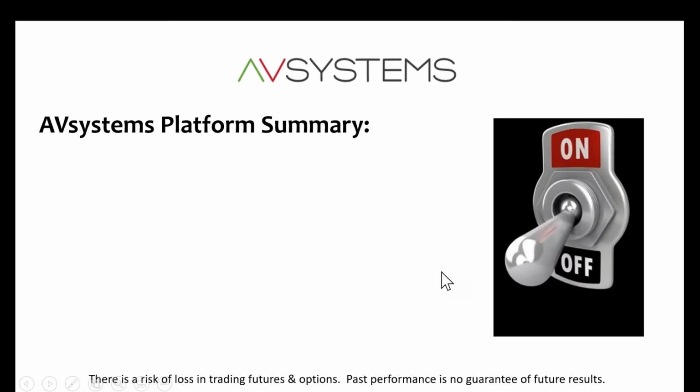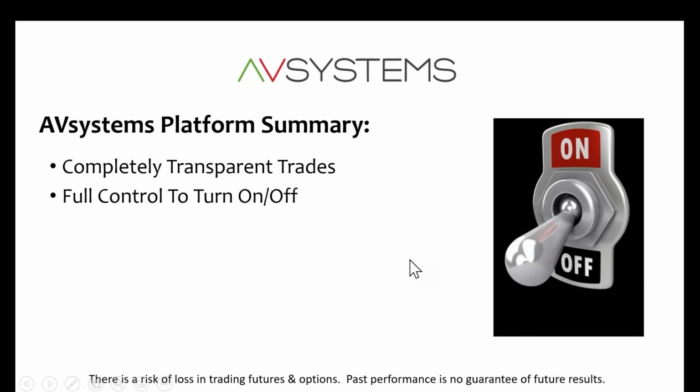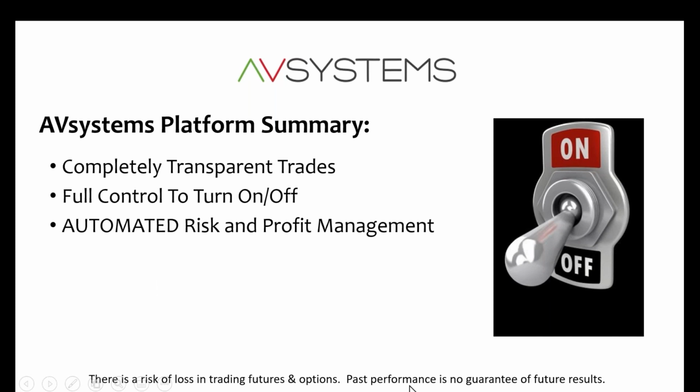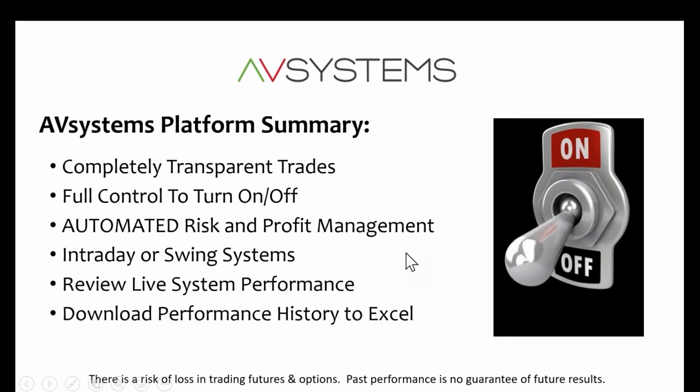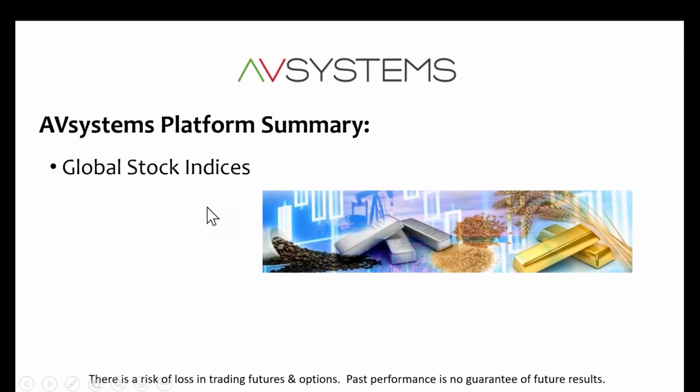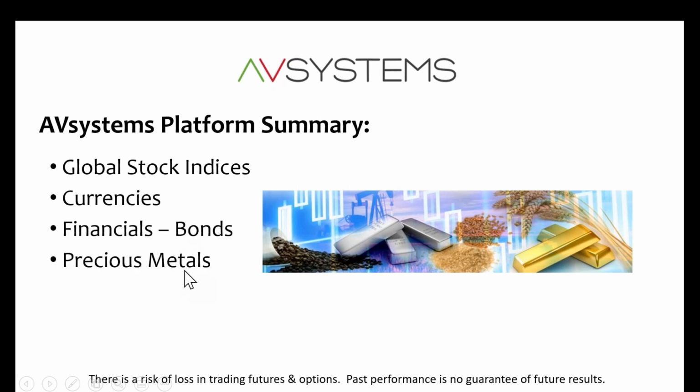And all you do is flip that switch off or on. Everything's transparent. Nothing's opaque. Nothing's hidden. You have full control to turn things off or on. And there's full automation. If you turn it on, you just walk away. Your risk and profit management is all automated by the algos. You have intraday, in and out on the same day, or swing systems that try to hang on to a trade and capitalize on some momentum. And you can review all that live performance, download histories, you name it, it's all available. So with AV Systems, global stock indices, currencies, financials like bond markets, precious metals, energies, grains, all those different sectors.